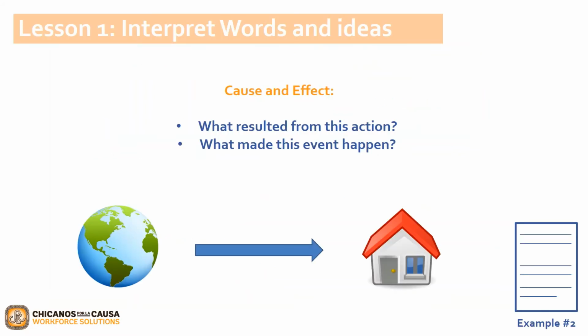Remember that we talked about cause and effect. Well, here's an opportunity to practice our skills. When analyzing cause and effect, think about two things: what resulted from this action and what made this event happen. For example, as a result of the world pandemic, citizens were urged to stay at home. Now let's look at our second example, found on page 422.